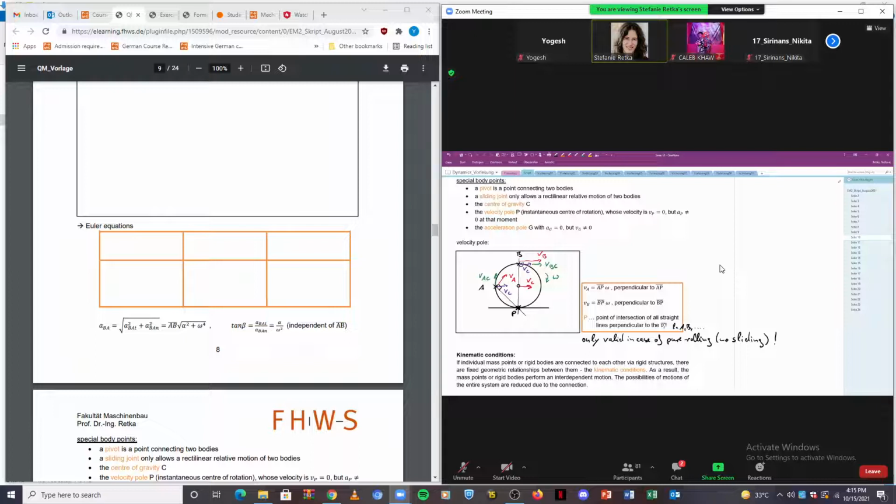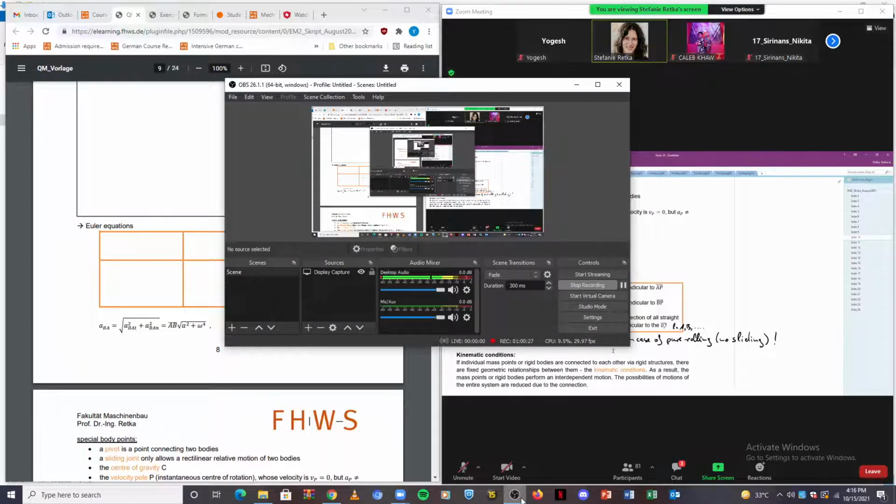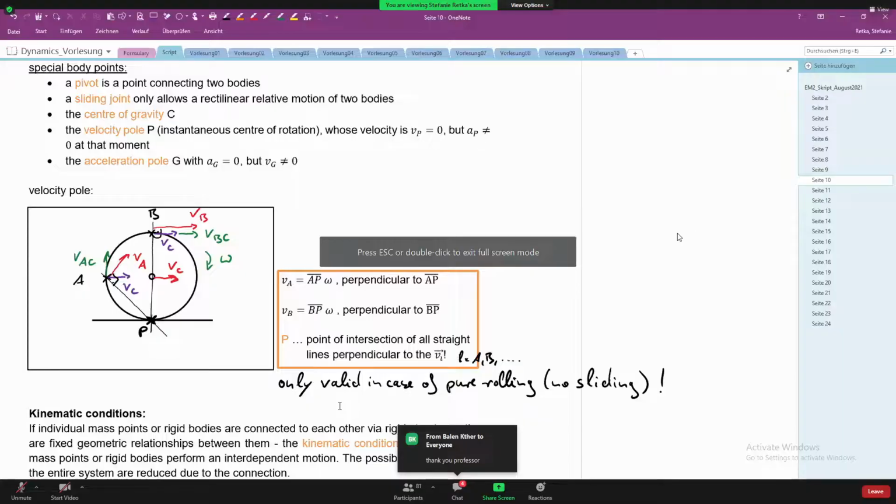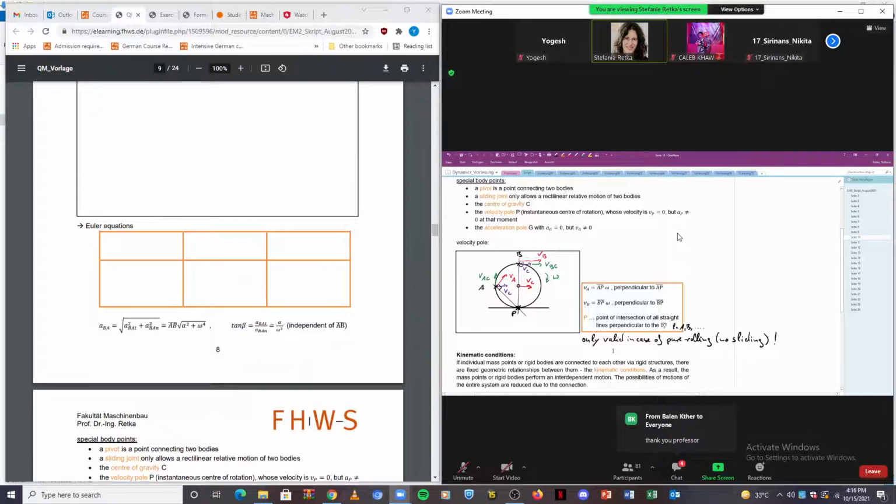Okay. But of course, velocity pole helps solving problems relative to surface, yes. Velocity pole helps solving problems, but we can only compute velocities. We are not able to compute accelerations using this approach. It only works for velocities, so that's important.